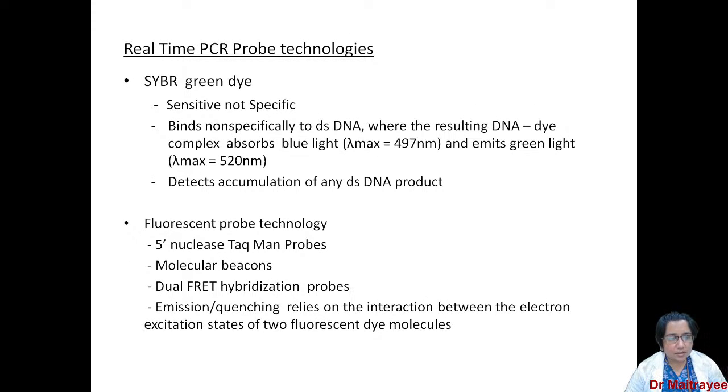I would like to just describe in brief the real-time PCR probe technologies which are available. There is the SYBR Green dye, which is sensitive but not specific because it binds non-specifically to double-stranded DNA, where the resulting DNA dye complex absorbs blue light at 497 nanometers and emits green light at 520 nanometers. It detects accumulation of any double-stranded DNA product. Among the fluorescent probe technology, there are the 5' nuclease TaqMan probes, molecular beacons, dual FRET hybridization probes. Here, emission quenching relies on the interaction between electron excitation states of the two fluorescent dye molecules.